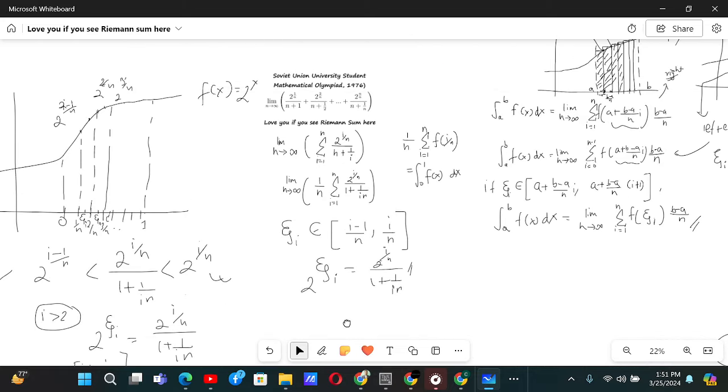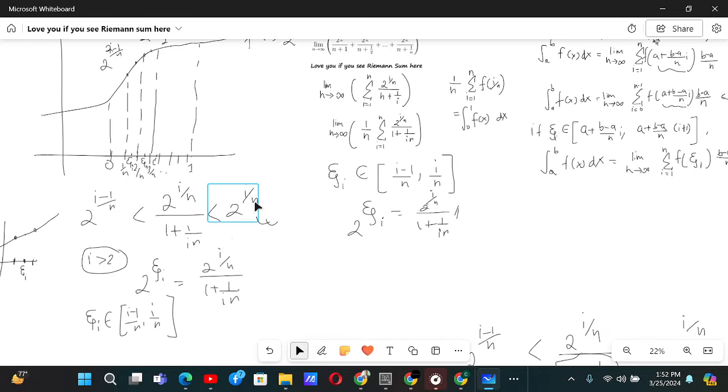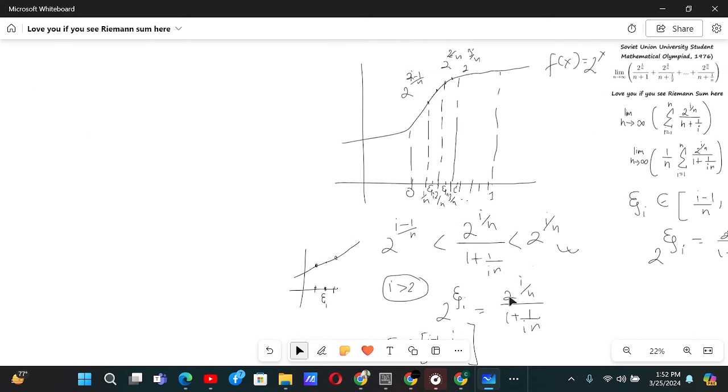what we have proved till now is that this value lies in between 2 to the power i/n and 2 to the power (i-1)/n. That's why, by the intermediate value theorem, if a chi_i lies in between these values, we'll have such a chi_i, with 2 to the power chi_i equal to this value. Now if we have this, what can we do? Now we can take basically the Riemann sum.